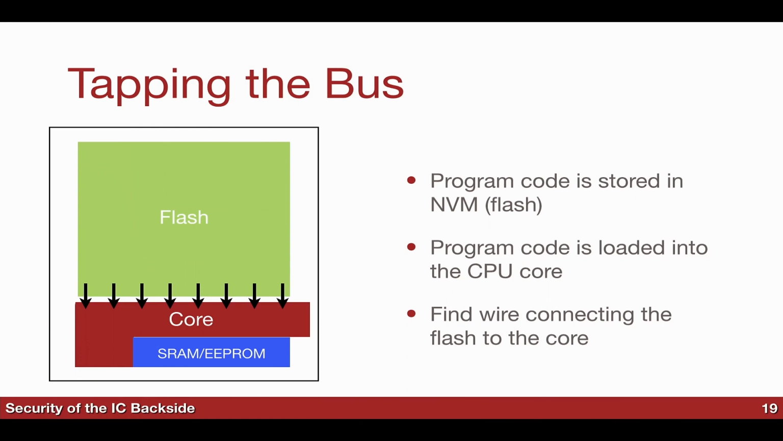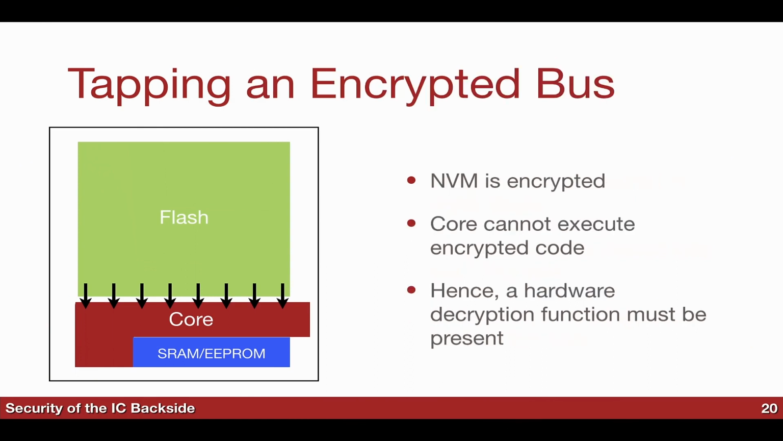So what if it has encryption? Well, we've discussed this already, that a CPU can't process encrypted data. So the NVM is encrypted, and now this data comes out of the non-volatile memory and goes into the core. But before it gets to the core, it has to be decrypted. So now we know that we have a decryption function here somewhere.